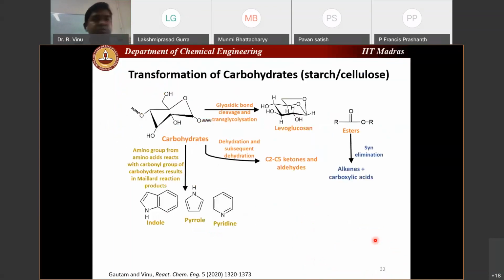And coming to the transformation of carbohydrates, you can think of typically starch or cellulose, repeating units of glucose. These can undergo glycosidic bond cleavage and dehydration to form one of the major products, called levoglucosan, a dehydrated anhydro sugar. And carbohydrates can form indole, pyrrole, pyridine type of compounds when they react with the amine-based compounds from the proteins. These can also undergo dehydration to form ketones, aldehydes, and a lot of these different products.